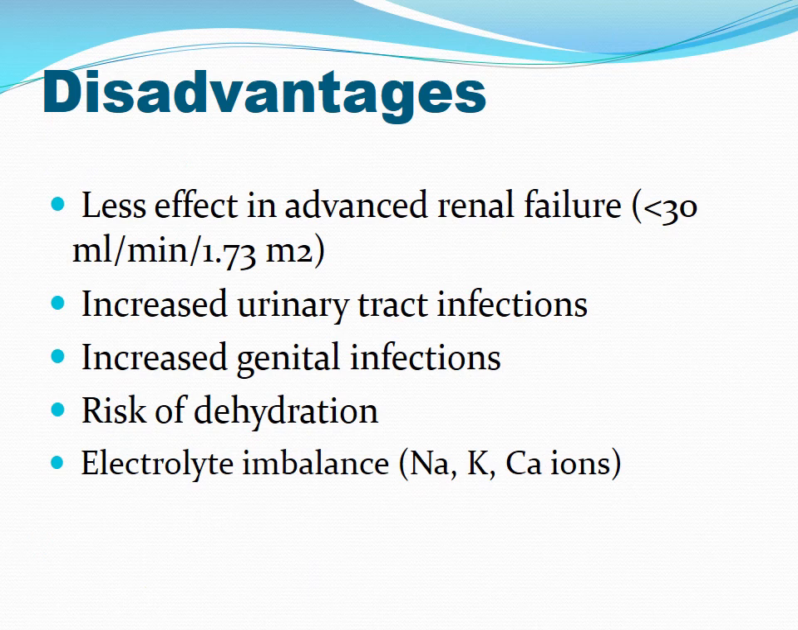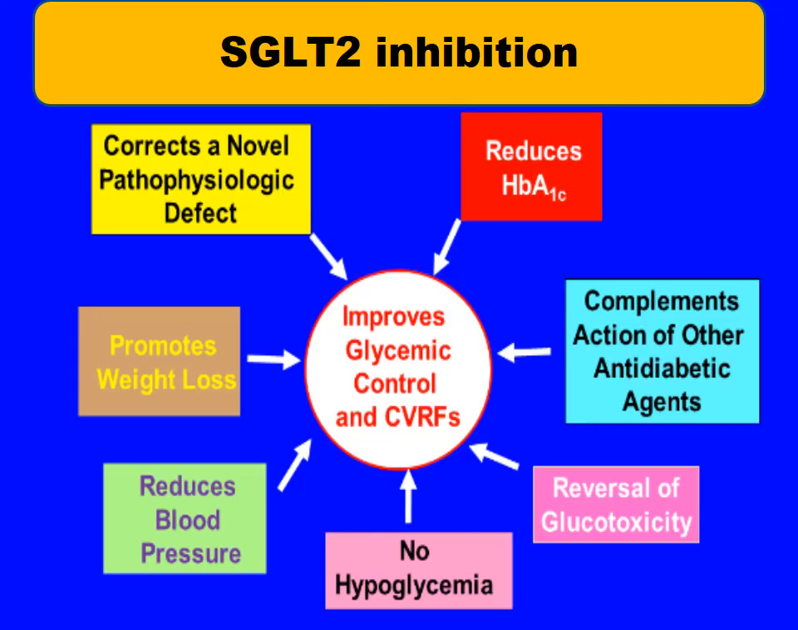Disadvantages: they tend to have less effect in advanced renal failure or glomerular filtration less than 30 mL per minute. They have the risk of increasing urinary tract infections and genital infections. They may cause increased risk of dehydration, and they may cause electrolyte imbalance, as they may affect sodium, potassium, and calcium. SGLT2 inhibitors.